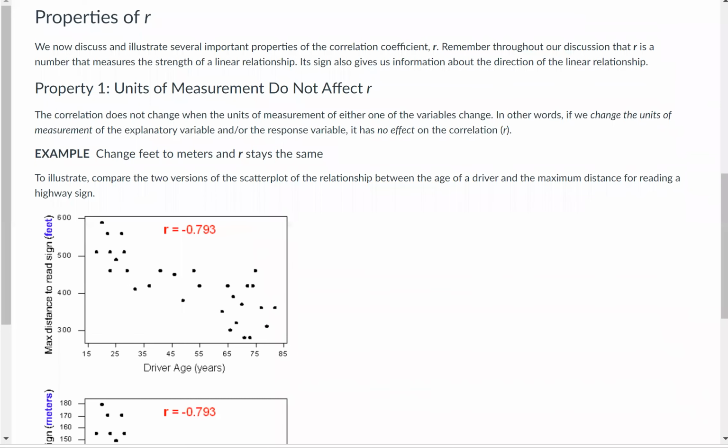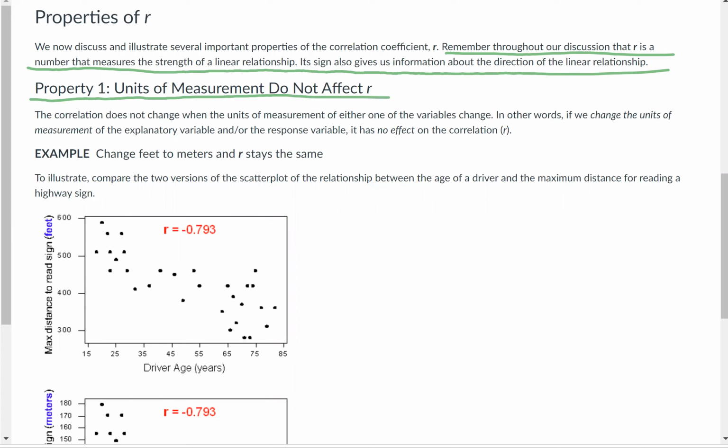Now on this page, we'll discuss the properties of R, the correlation coefficient, in more detail. Remember throughout our discussion that R is a number that measures the strength of a linear relationship. Its sign also gives us information about the direction of the linear relationship. So the first property is that the units of measurement do not affect R.